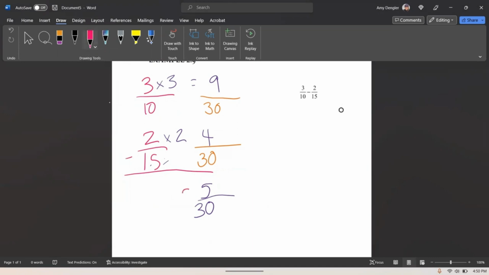And then I need to reduce that to lowest terms. So I'm going to divide 5 into each. I think that will give me the lowest. 5 divided by 5 is 1, and 30 divided by 5 is 6. So the answer is 1/6.